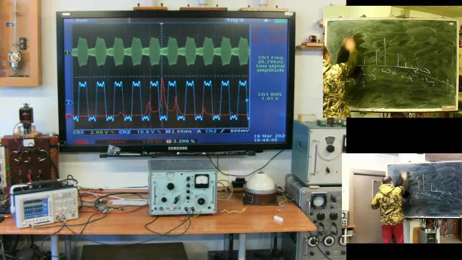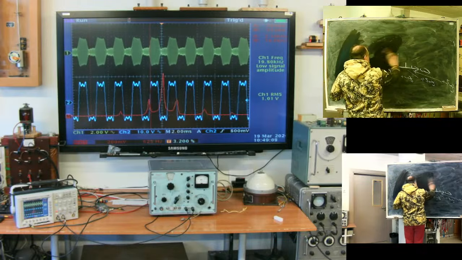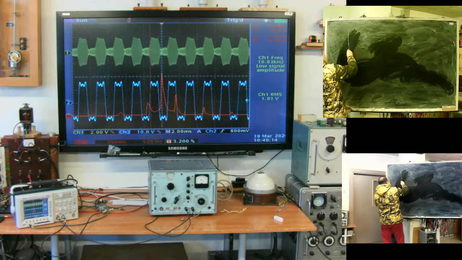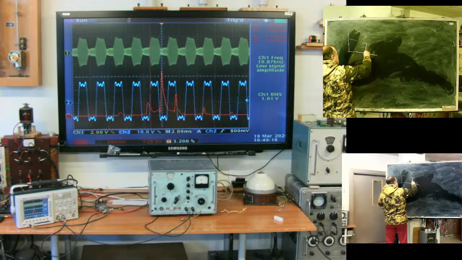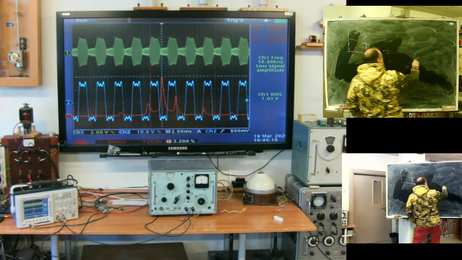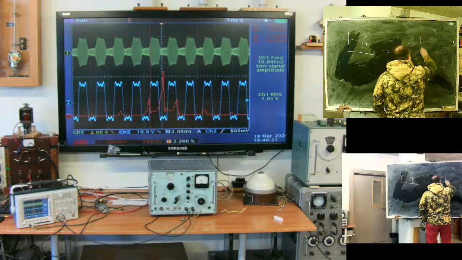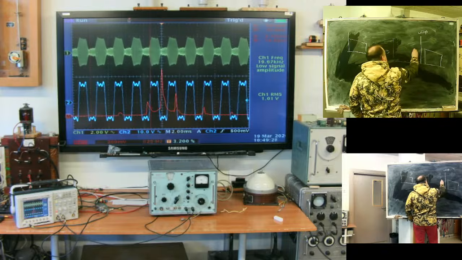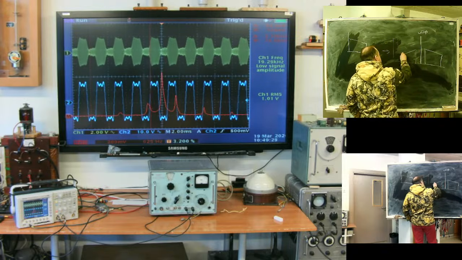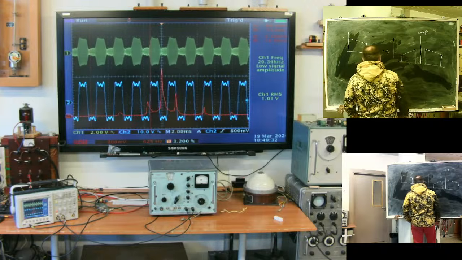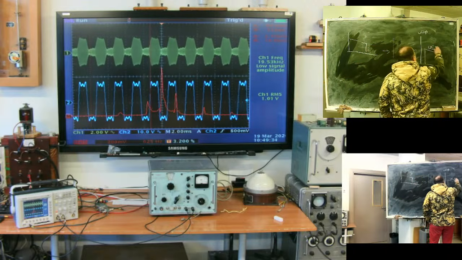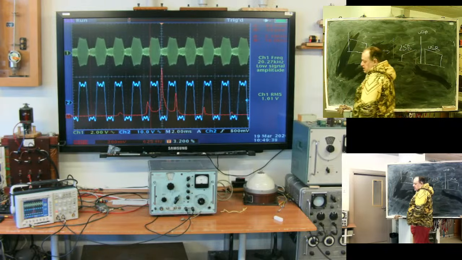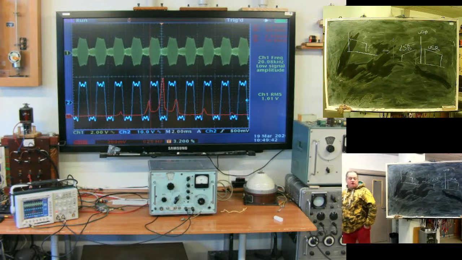If the signal you'd like to transfer has a spectrum, I don't know, like this, you will get omega 0 plus and minus. This is called USB, upper sideband. This is called LSB, lower sideband. They are symmetrical, they carry information.